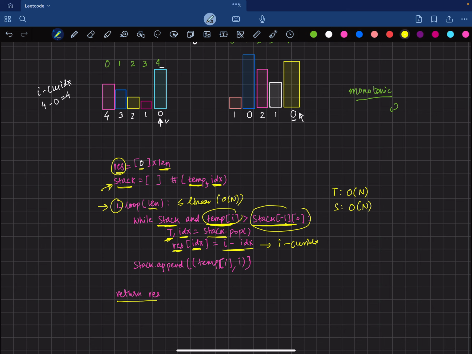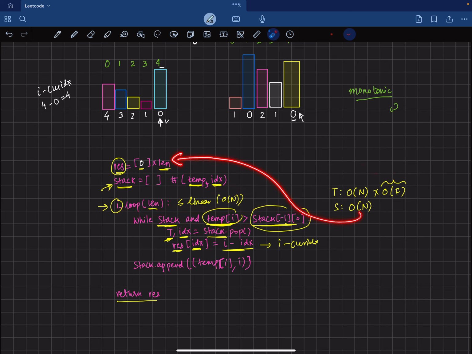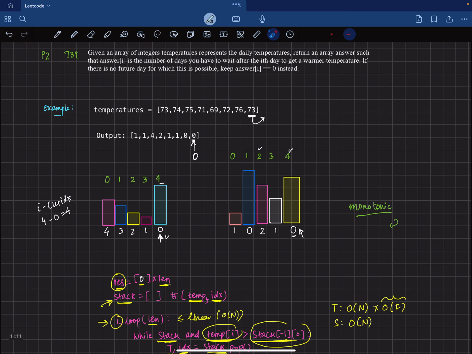Okay, so the time complexity will not be just order of n. In fact, it will be order of n times some factor. You can estimate this factor, which is coming from this while loop. Order of n is coming from this for loop, and this order of f is coming from this while loop. The space complexity of order of n is coming from this stack. So yeah, that was all there was to this problem.